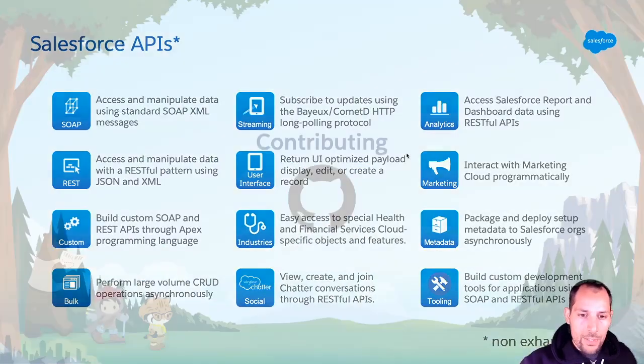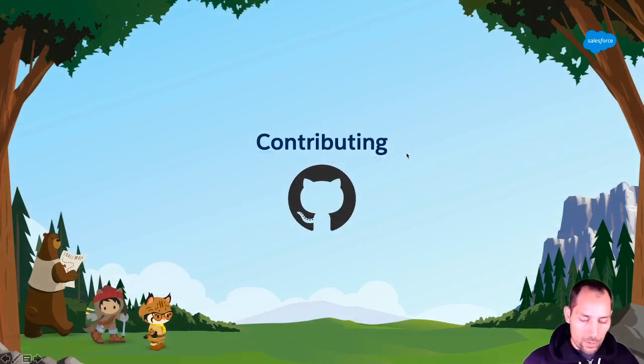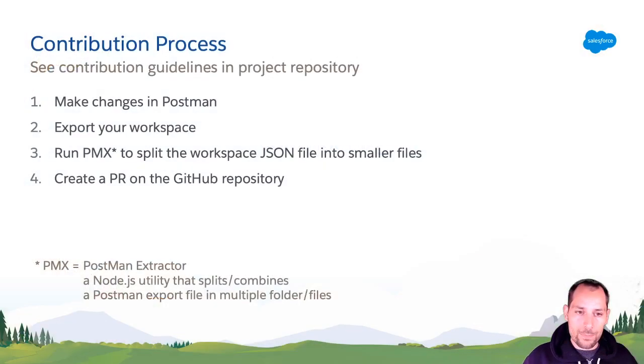So we've seen how you can use Postman to call the different APIs, but what if your favorite API is not listed there? What if you think that a query is missing? Well, it's up to you to contribute. The project is open source, so let me share a few guidelines and explain a bit how we can contribute to the project. The contribution process is pretty simple.